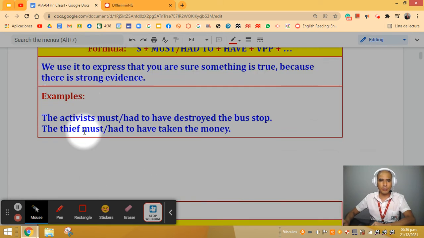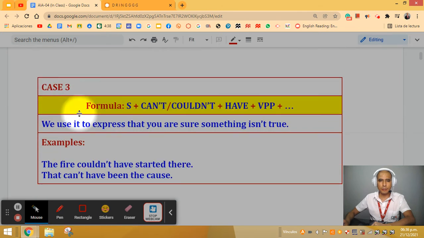Now we are going to check case number 3. There you are, case number 3. The formula says subject. Here we have two options as well. Can't, couldn't, plus have, plus verb in the past participle, plus something else. When do we use it? We use it to express that you're sure something isn't true. Here we have a couple of examples. The first one says the fire couldn't have been started there. Then the second one says that can't have been the cause.